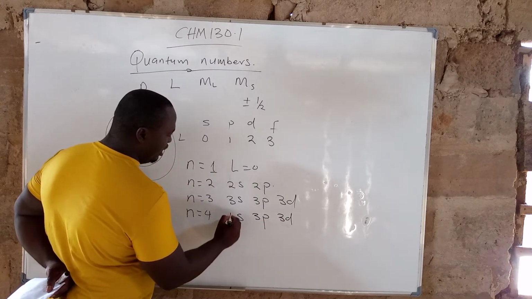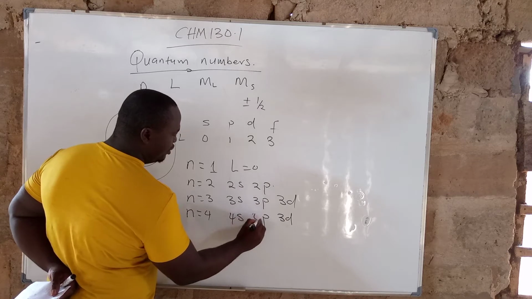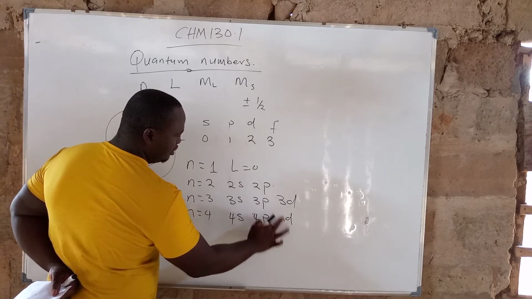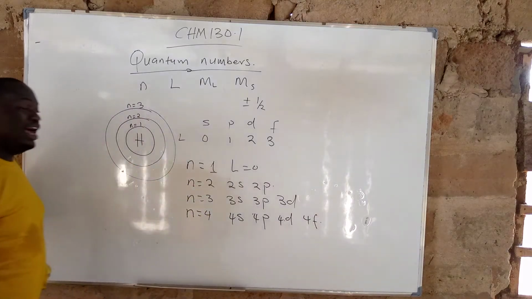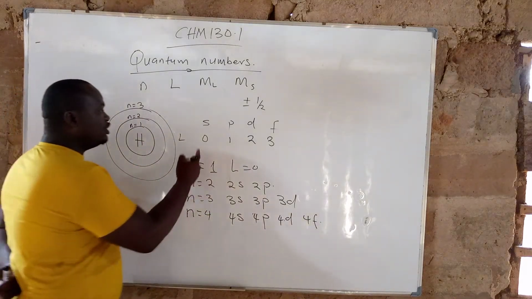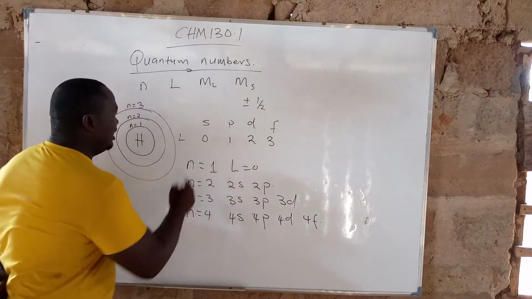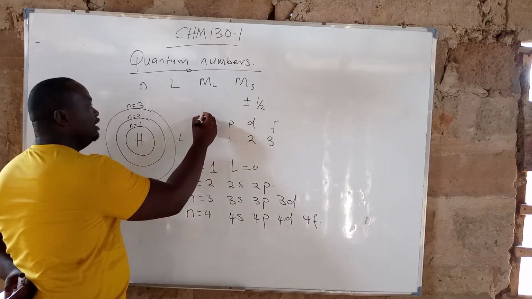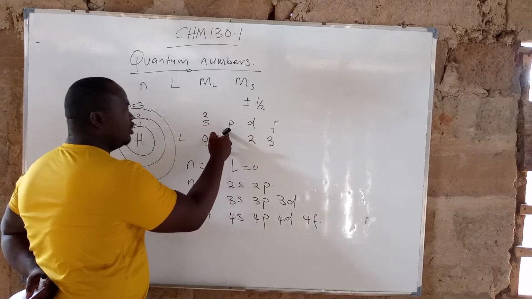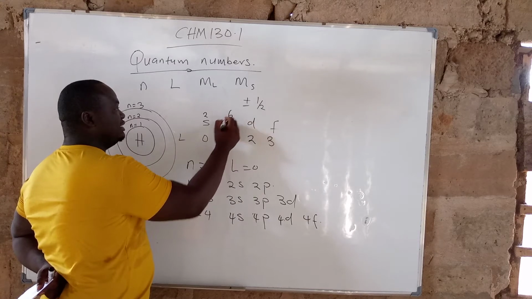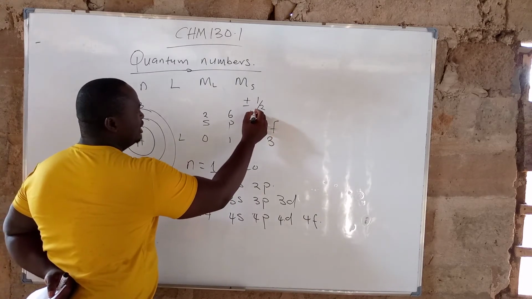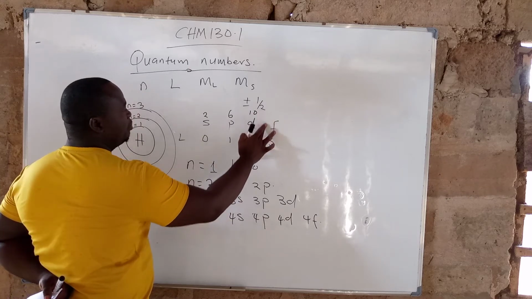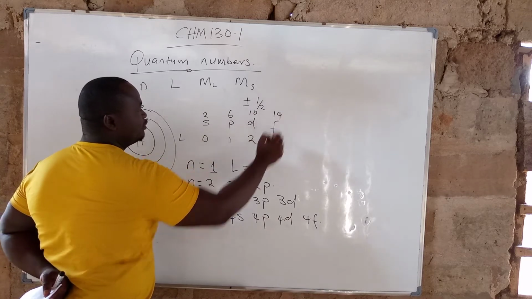Sorry, we should have 4s, 4p, 4d, and 4f. Now, I want you to know something. The maximum number of electrons that the s will contain is what? 2. The maximum number of electrons that p will contain is 6. The maximum number of electrons that d will contain is what? 10. The maximum number of electrons that f should contain is 14.